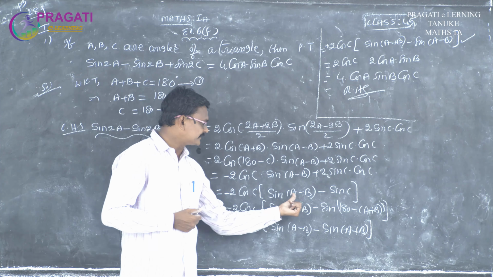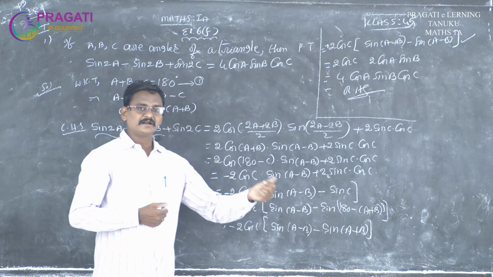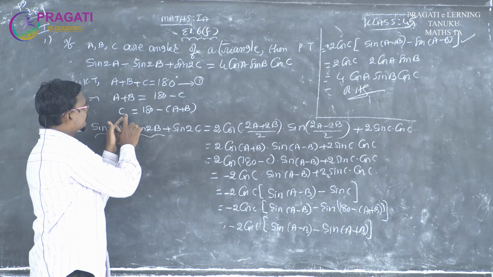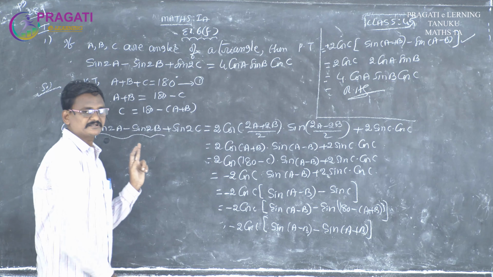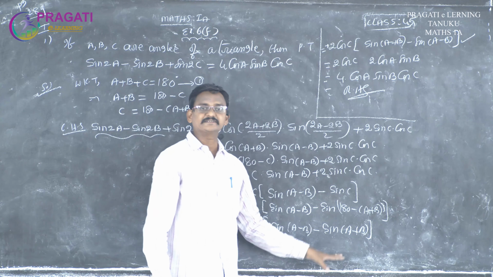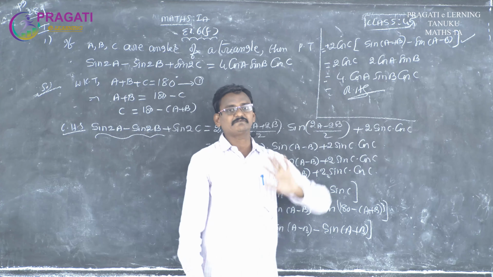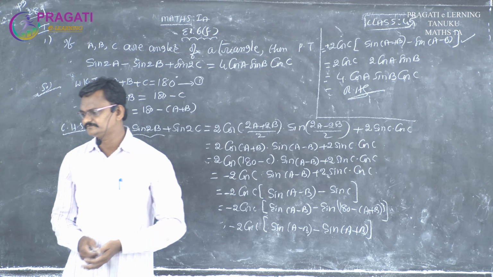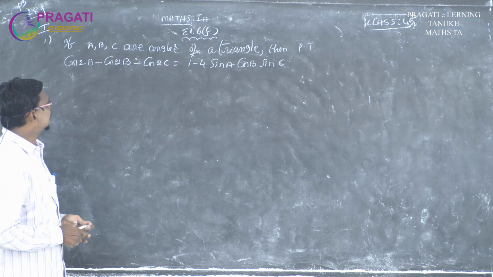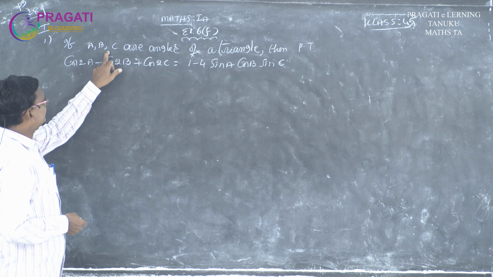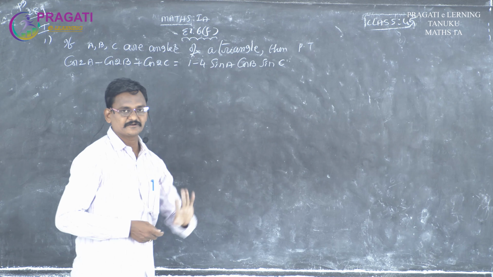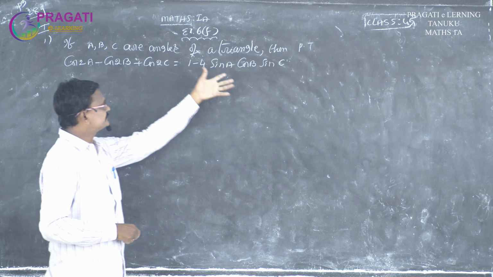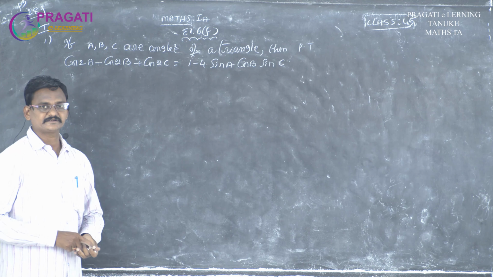So, we will get in terms of A, B and C. And the C is again converted in terms of A and B. How to convert means from this you can write C is equal to 180 minus A plus B. Then automatically it is related to one of the transformation formulas. So, almost every problem, this is only the process. Next problem is, if A, B, C are angles of a triangle, then prove that cos 2A minus cos 2B plus cos 2C is equal to 1 minus 4 sin A cos B sin C.